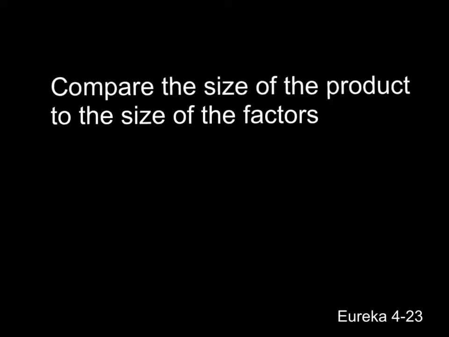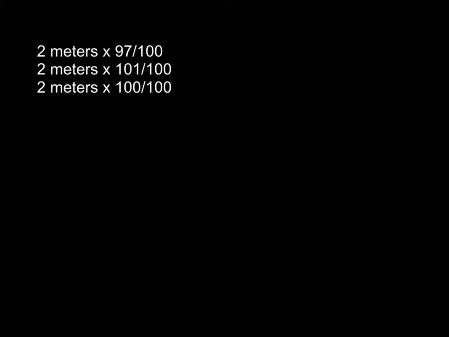This lesson continues yesterday's idea about comparing the size of the product to the size of the factors. In this first problem, we're looking at three different ideas. We have 2 meters multiplied by 97 1/100ths. We have 2 meters times 101 1/100ths. And we have 2 meters times 100 1/100ths.